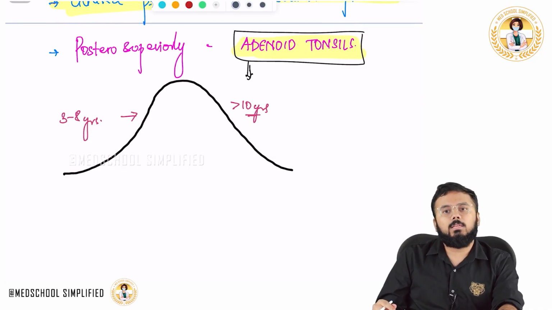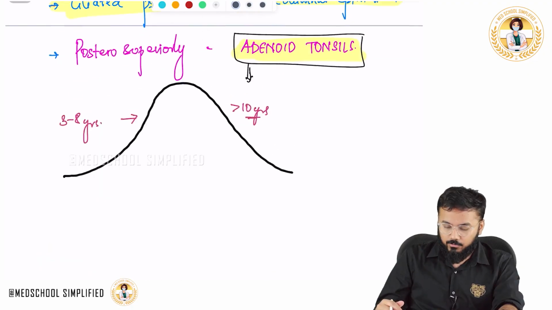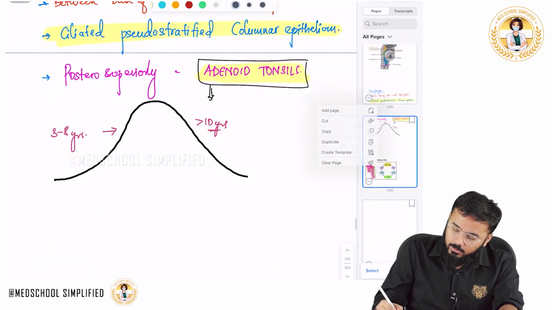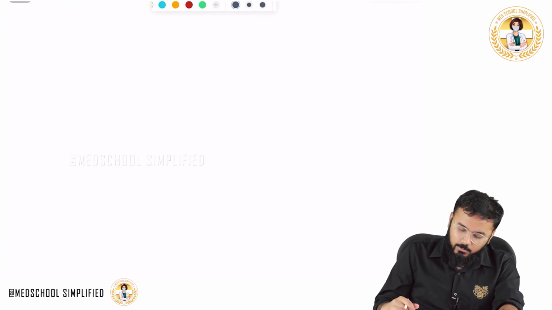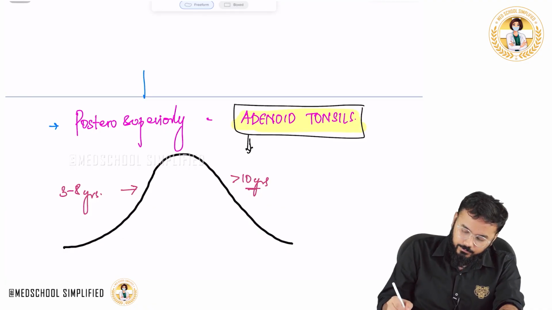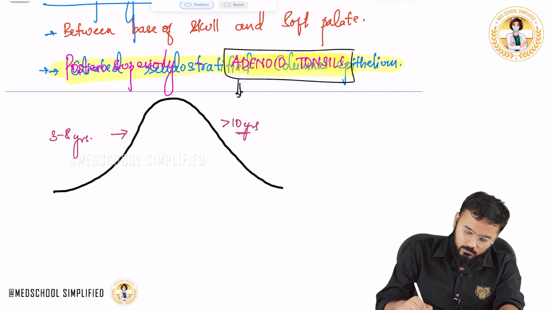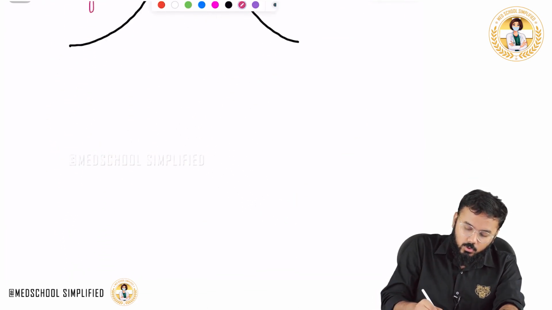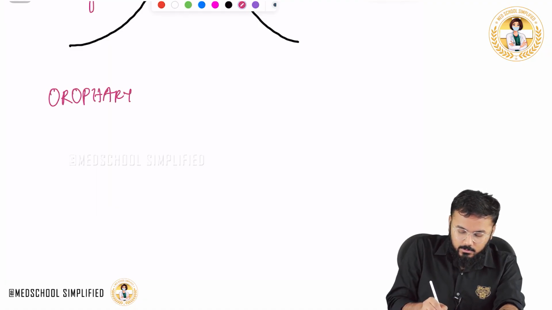Now next important thing is regarding the oropharynx. But before we discuss the oropharynx, let me create some kind of gap here, so that I can draw one picture and explain you one very important thing. Right. So regarding this oropharynx, one very important thing here is that oropharynx.